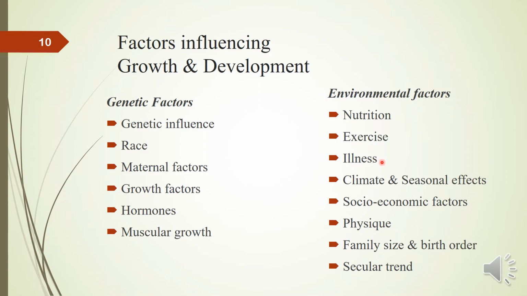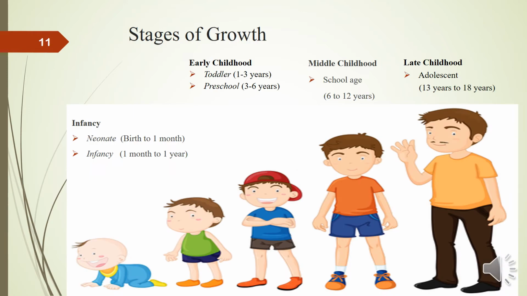Children who fall ill frequently during their childhood tend to have a stunted growth, and they do not achieve their approximate height when they grow older. And similarly, you have climate and seasonal effects, socioeconomic factors, physique, family size and birth order, all influencing growth and development in one way or the other. We are not going to go into the details of all this, as I am presuming that it has been covered in a more detailed lecture in orthodontics for you.